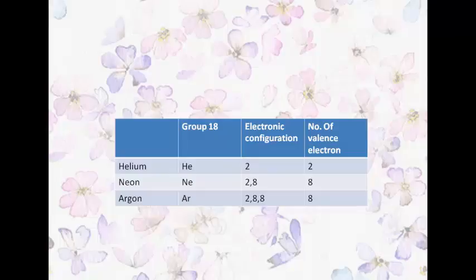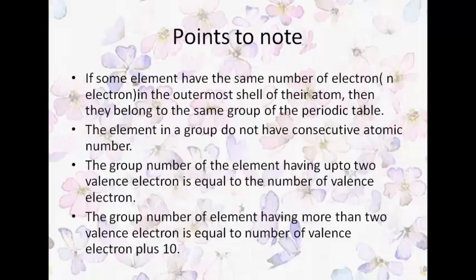Right, so what comes as the conclusion for this? Since all the elements in the group have similar electronic configuration, they show similar chemical properties. Thus, elements in the group show similar chemical properties just because they have the same valence electrons throughout the vertical column.